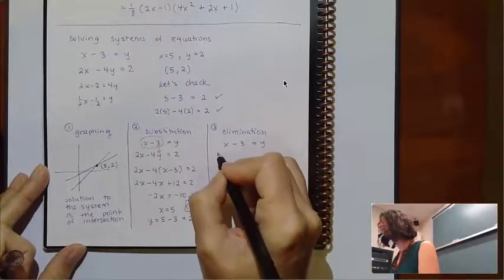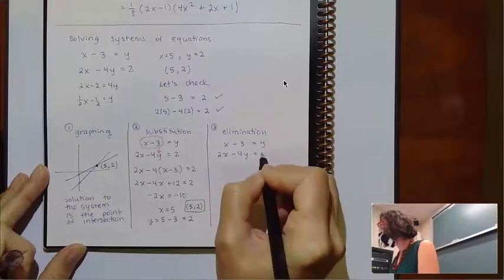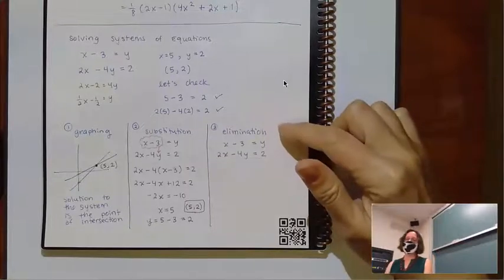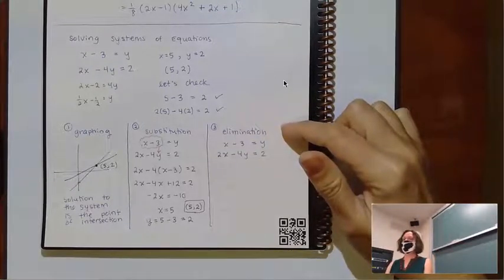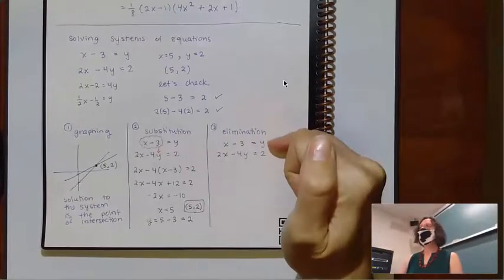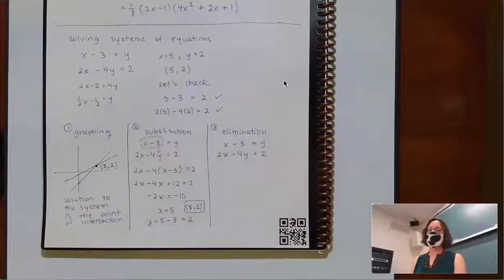Now, I'm going to say that the form that this system of equations started in, I would not choose to use the elimination method. Because my system of equations already had one variable solved for in one of the two equations, I think substitution method would be the way to go. But let's walk through what that elimination method would look like.